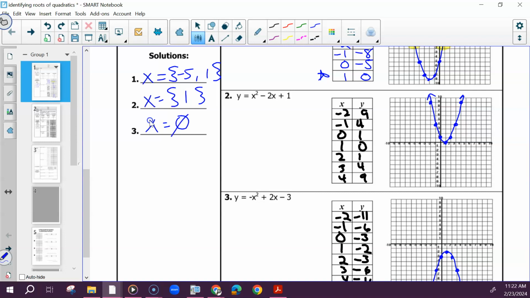Can you write none of these? You can put no solution. But because we're trying to get used to writing it in this set, you should also have an x equals in there.